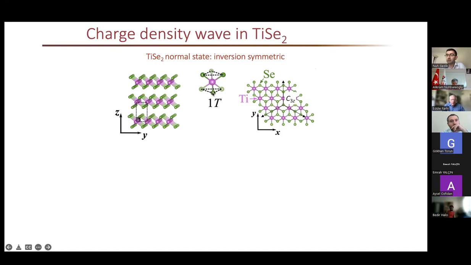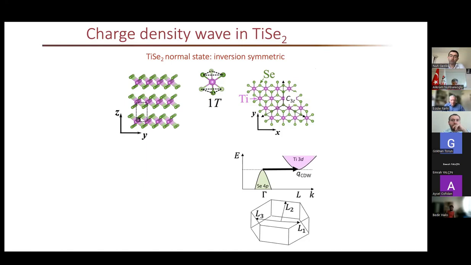Now, this material does go through a phase transition. So this is what the bands look like. There are two orbitals, from selenium 4p and titanium 3d, and the vector that connects them, the material actually develops a modulation at this wave vector. And it turns out that in the Brillouin zone, there are three inequivalent points like these. So there are actually three different charge density waves that are 120 degrees to each other that form.